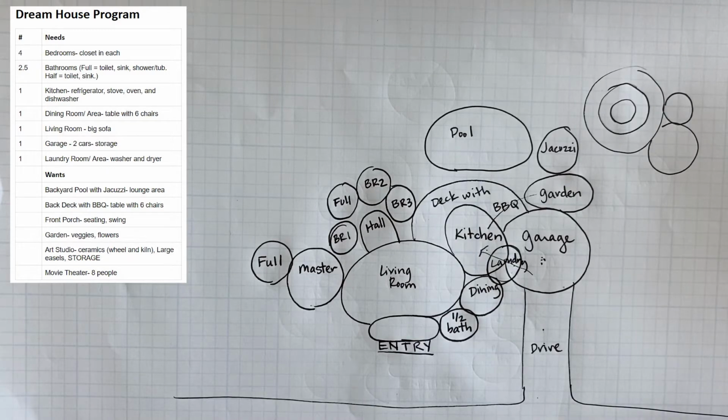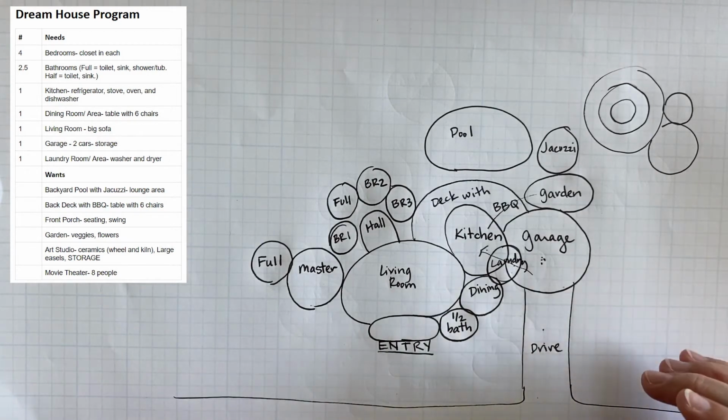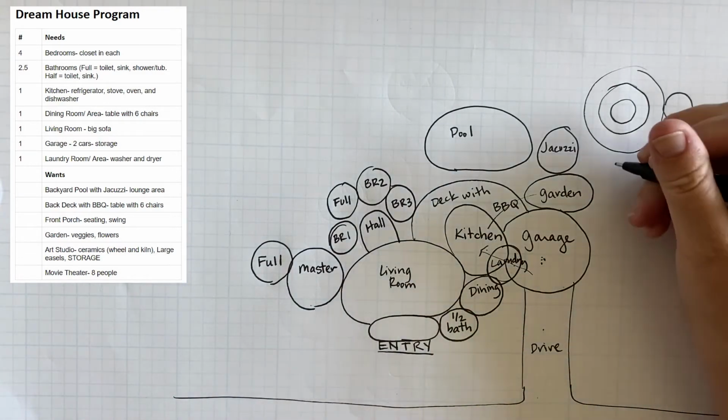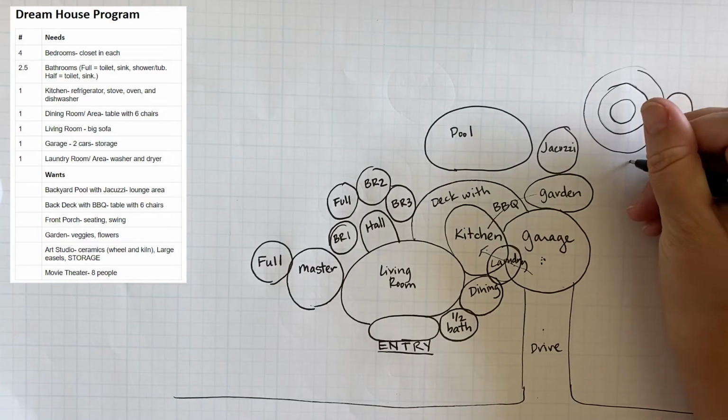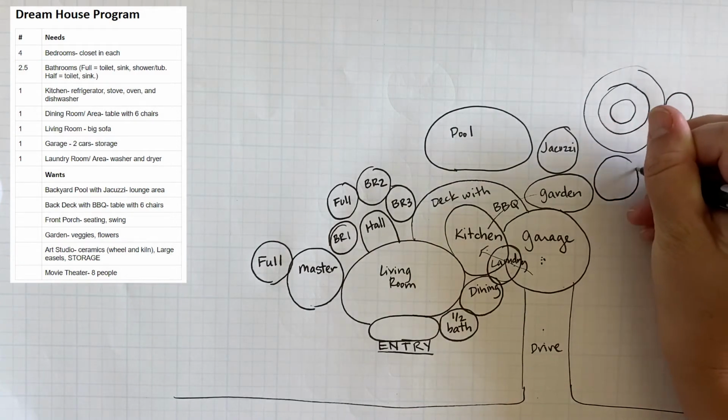Okay, for my art studio, I want this to be my special place. So it's gonna be a little bit private. I don't want it to get too noisy. I like when I do my art to be able to listen to music and not be distracted by anything. So I'm gonna put it off to the side as its own little building, kind of like a little shed. And I think it'd look really good over here.